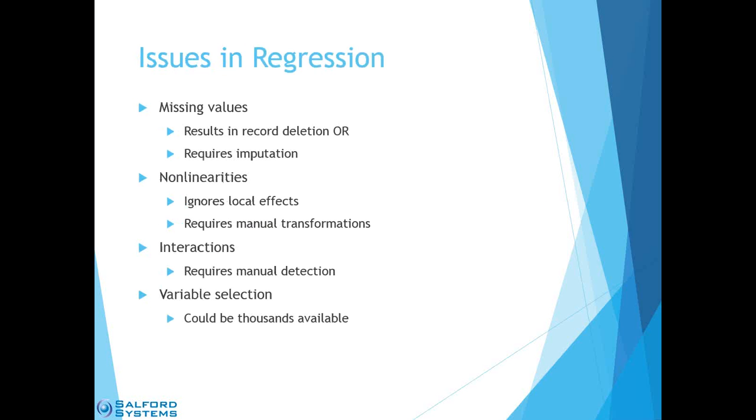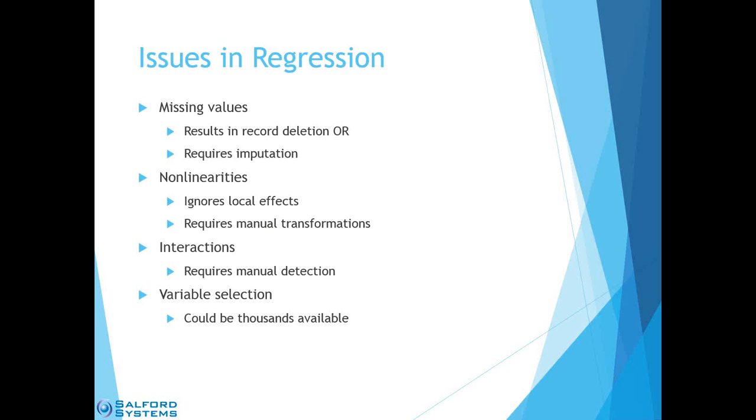So some of the issues that you might find in regression are missing values. And this happens a lot in real-world data. And typically, you would just be deleting these records. And this can be a huge problem because you lose a lot of your training data if you're just deleting every single record that has a missing value. Or if you're trying to do imputation by filling in the values yourself, this could be inaccurate or it could take a long time.